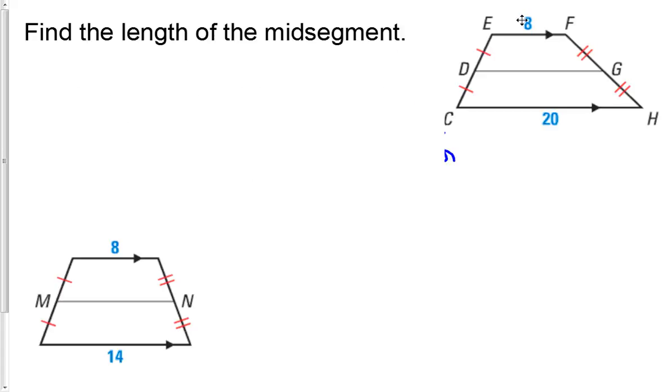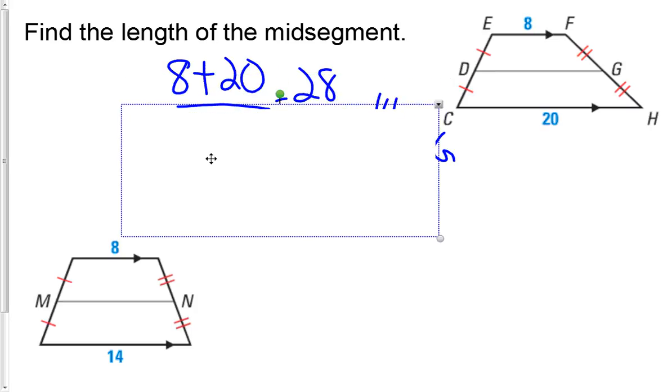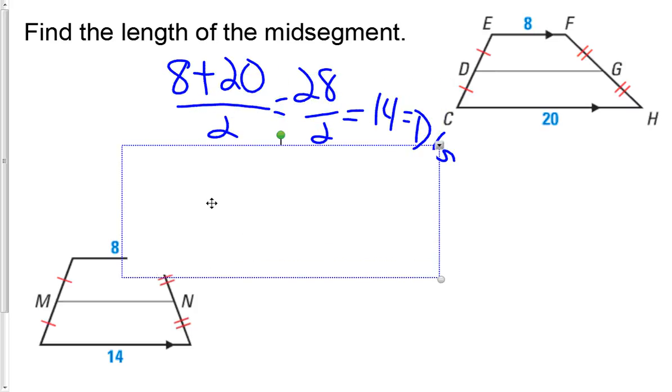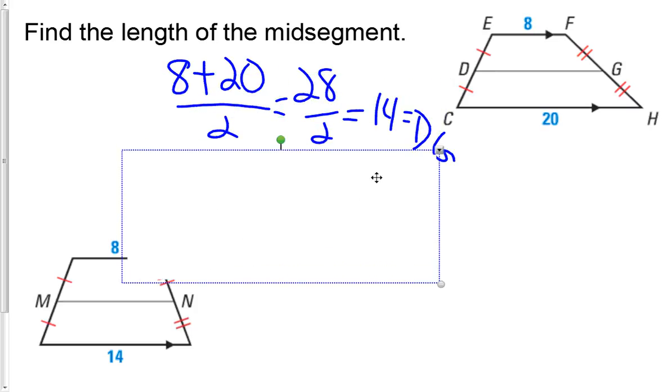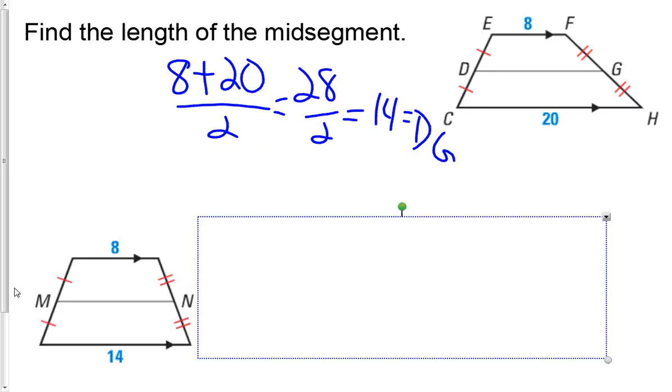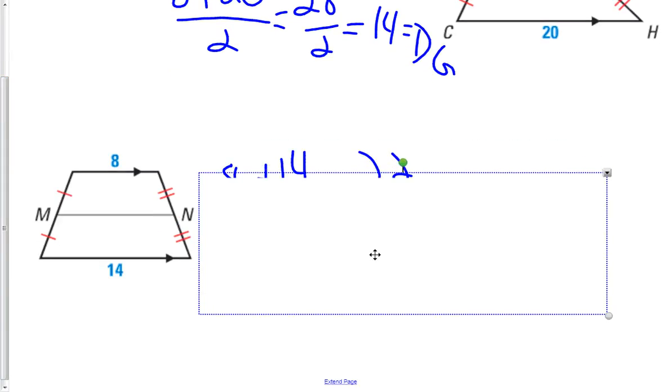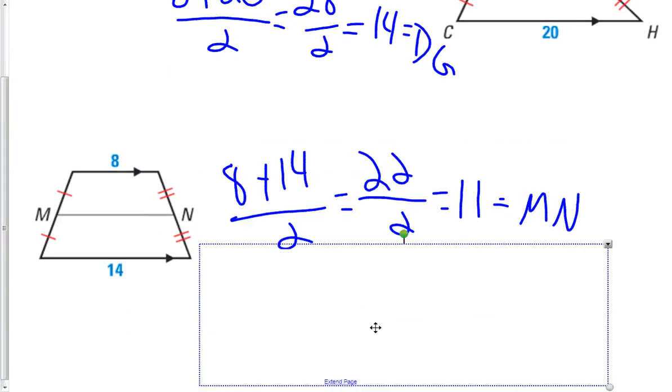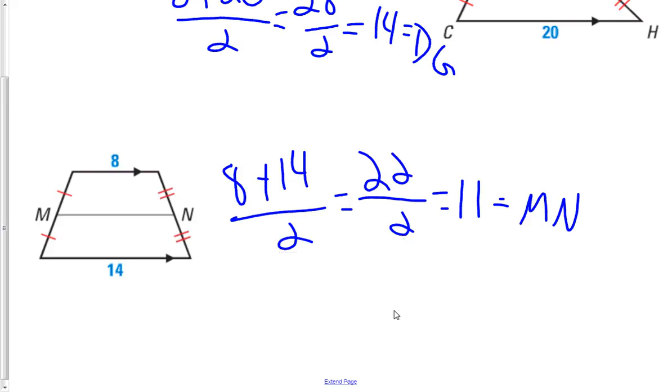So find the length of the midsegment. We've got 8 and 20. So 20 plus 8 equals 28. And then we're going to divide by 2. Half of 28 is 14. And that is our value for the midsegment. We're going to follow the same pattern down here. 8 plus 14 equals 22. And then we're dividing by 2. Half of 22 is 11, which equals MN, our midsegment.